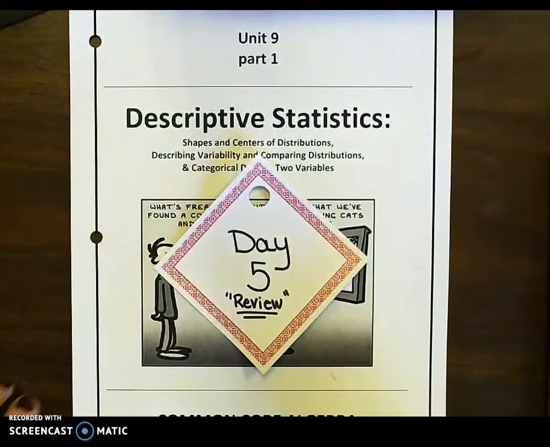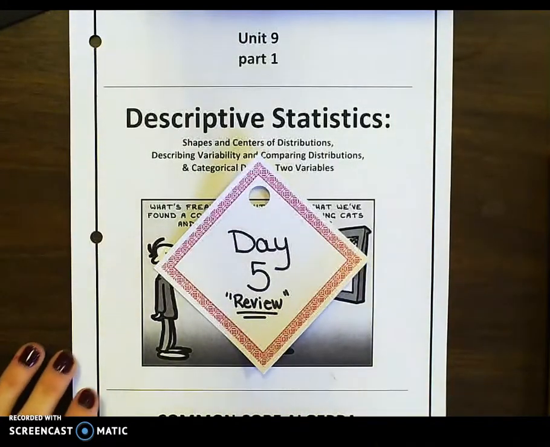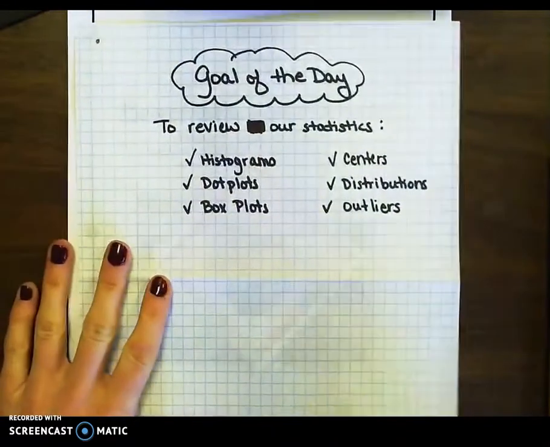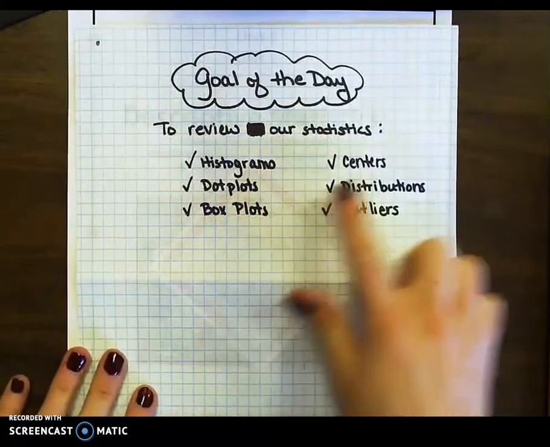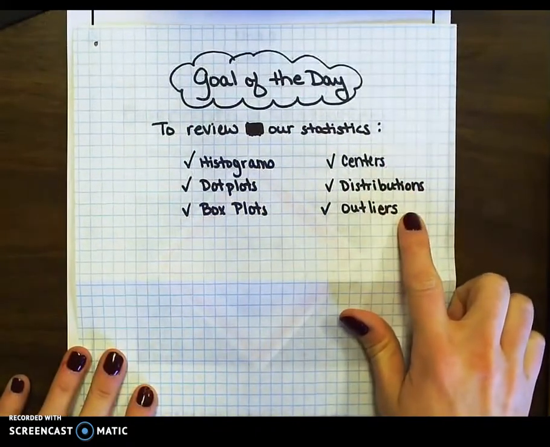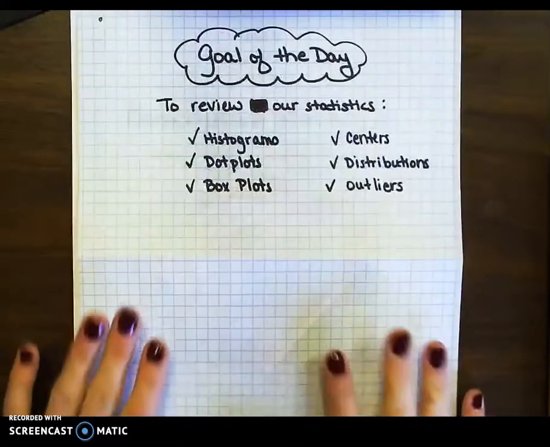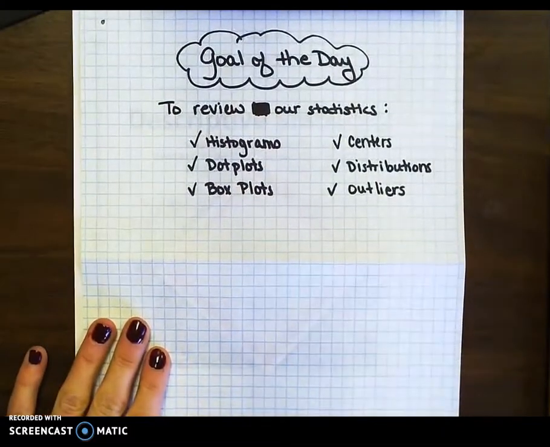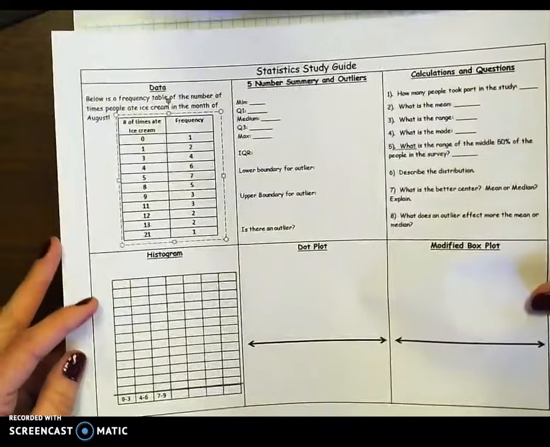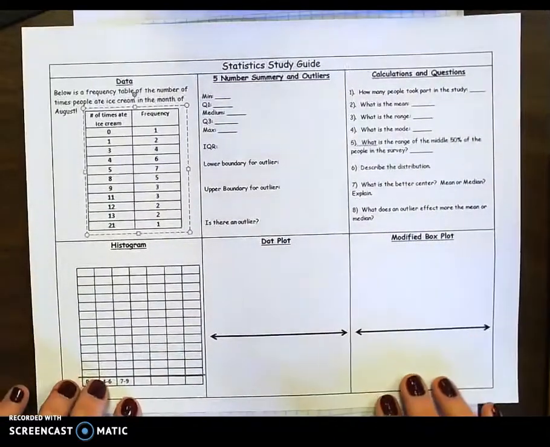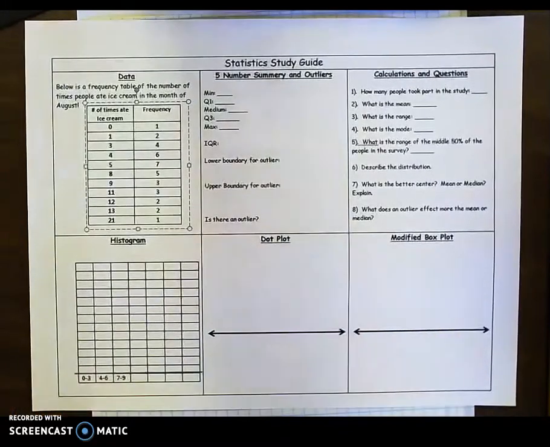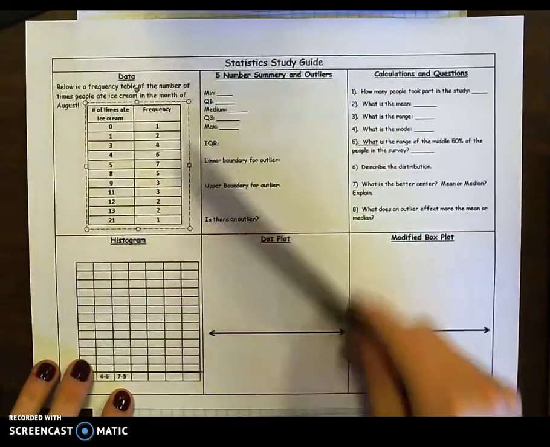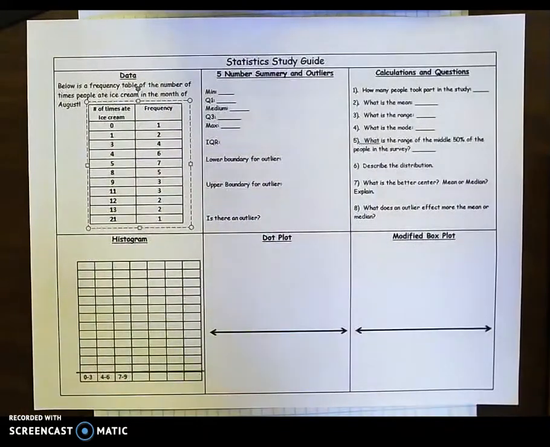All right, to help us with this review, we are actually going to be working on a study guide because our goal today is to review our statistics. We're going to go over histograms, dot plots, box plots, centers, distributions, and outliers. So we're going to put all of this information in one handy dandy study guide, so that way everything you need to know for your quiz coming up is going to be right here in this one location. All right, so to work with the study guide, we are going to use all of this data to complete all 5 of the other boxes.